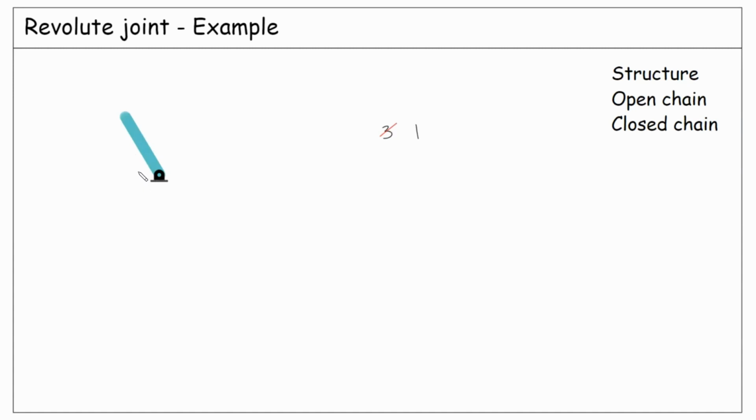Then a new rigid body comes and brings 3 degrees of freedom. With this new revolute joint between the two bodies, we will again lose 2 degrees of freedom. So the degrees of freedom is now 2, which is this rotation and also this one.